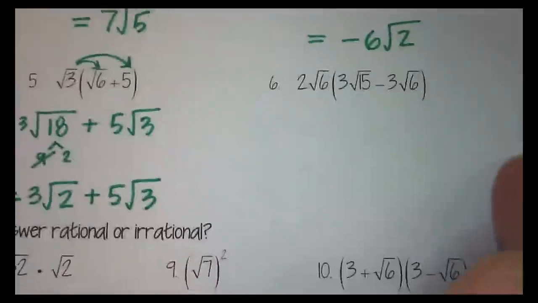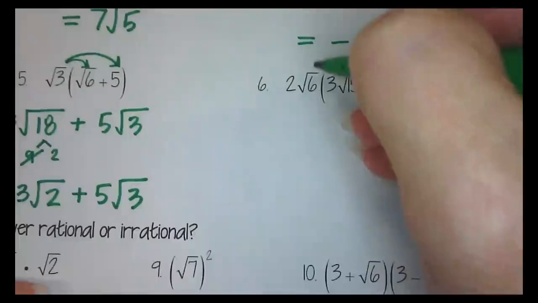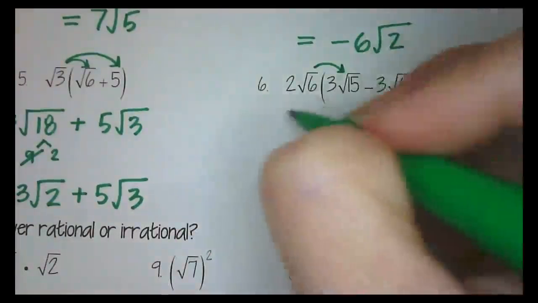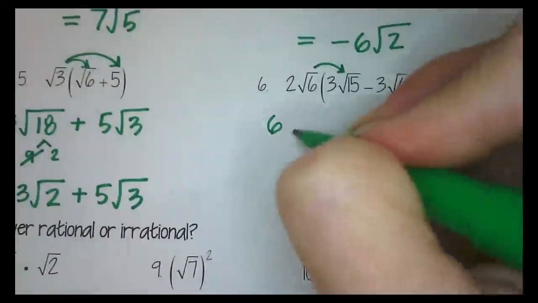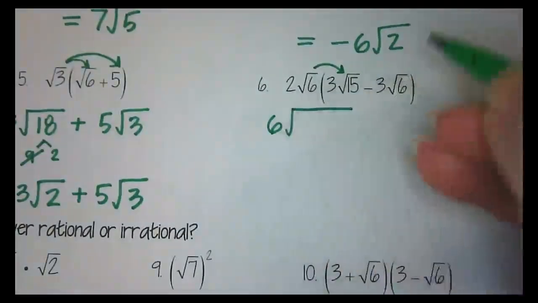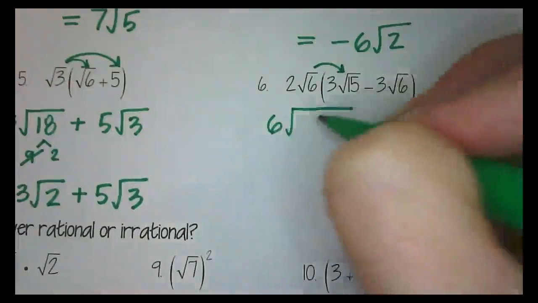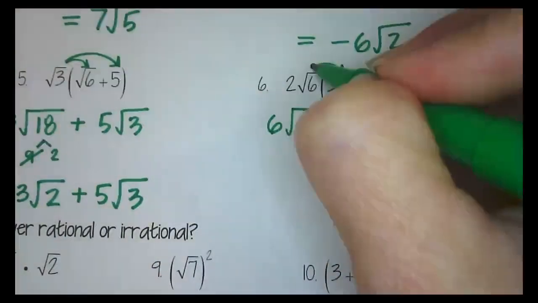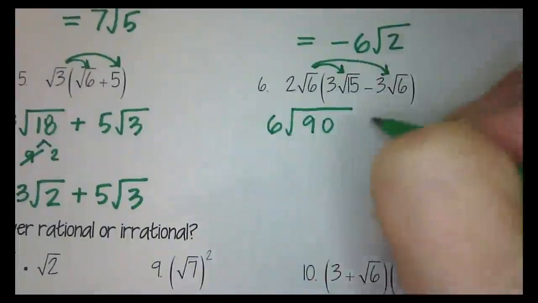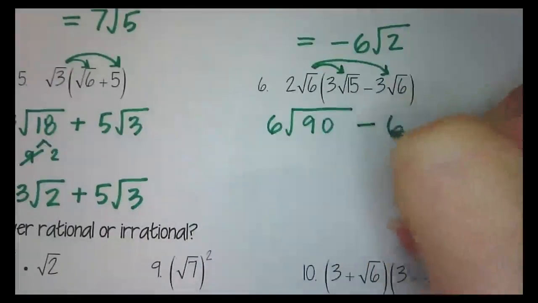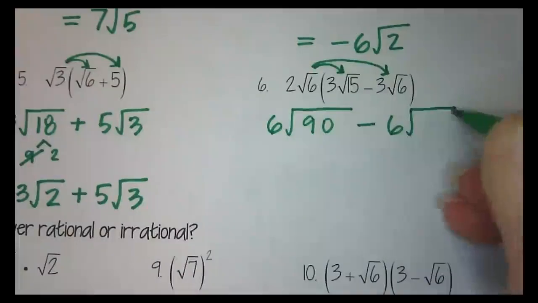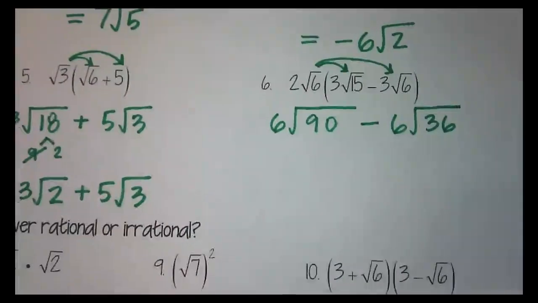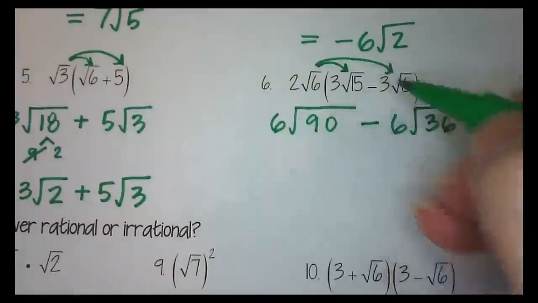All right, number 6. All right, multiplying again. So first I need to multiply those together. So that looks like 6. And then square root. So I multiply the square roots together and I get 90. All right, now I need to multiply those together. So that looks like minus 6 square root 36. All right, so now I'm going to simplify and see if I can combine these together.